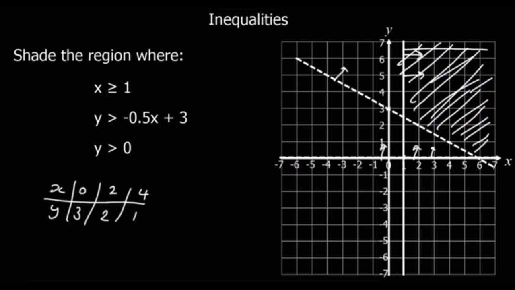We can pick a point to check, so we can say, I don't know, 5, 5. So we'll check 5, 5 works for them all. So 5 is bigger or equal to 1, that's true. 5 is bigger than what's this? So this is minus a half times 5 is minus 2.5, plus 3, 0.5. So 5 is bigger than 0.5 and 5 is bigger than 0. So that means we've shaded the right region.